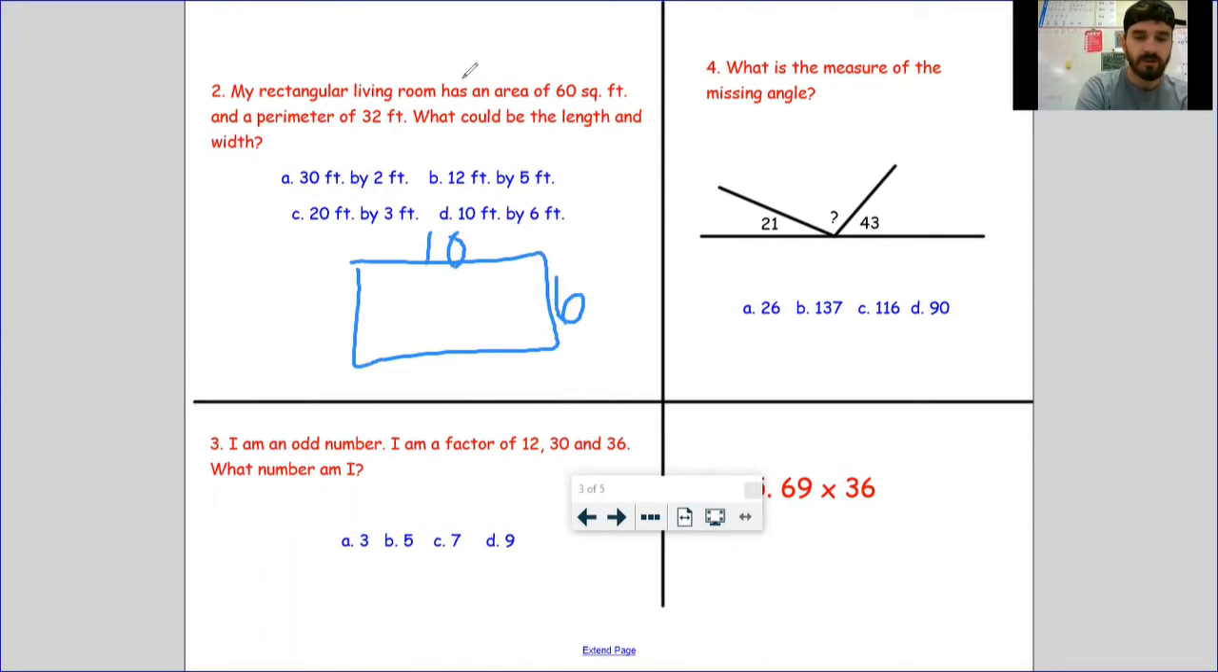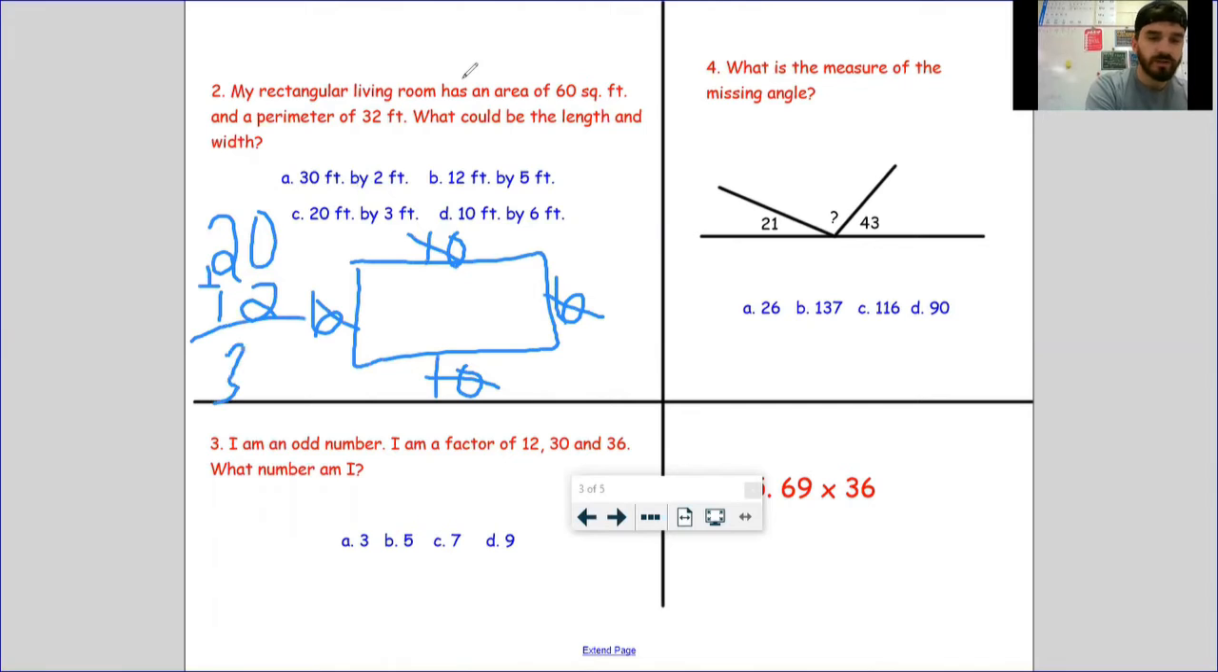We'll check it anyways. Opposite sides are equal. 10 plus 10 is 20. 6 plus 6 is 12. 20 plus 12 gives me that perimeter of 32. So if I had a rectangular living room that was 10 feet by 6 feet, that would give me an area of 60 square feet and the perimeter of 32 feet, which is exactly what I'm looking for. That one is D.